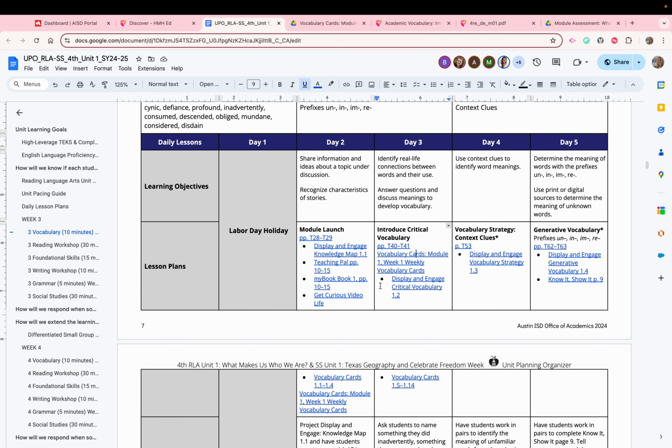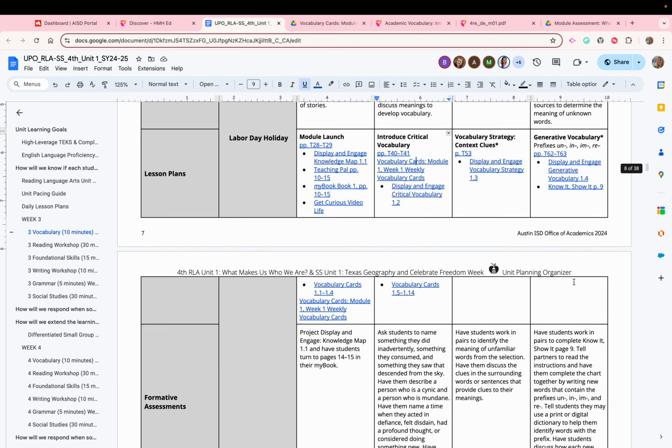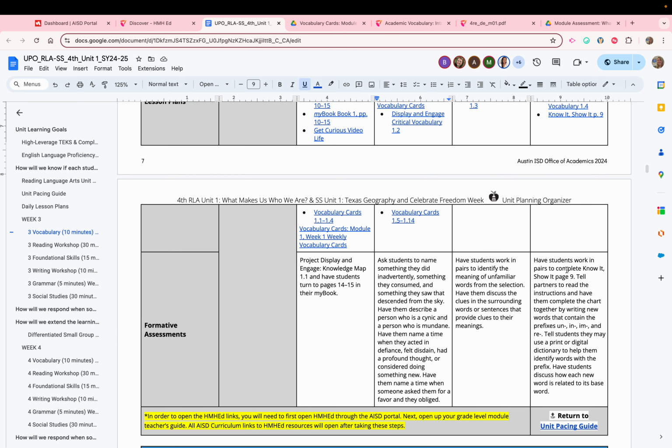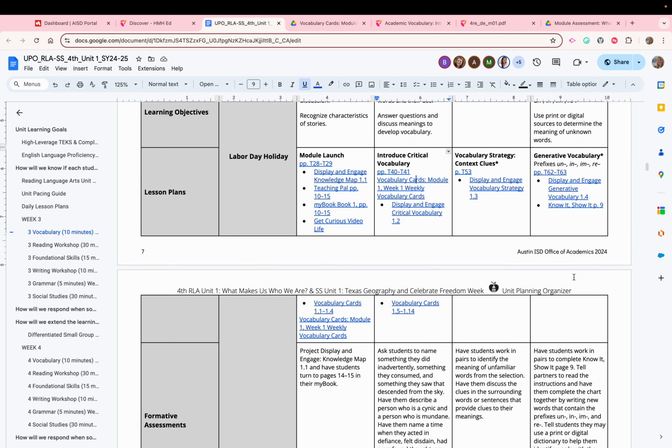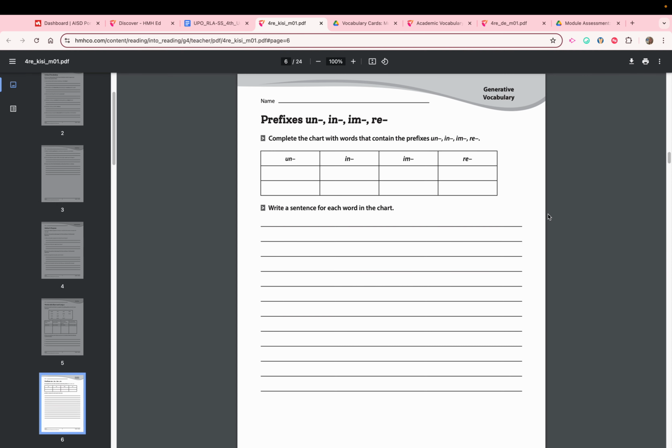Now, sometimes you will find slideshows and other helpful things. Sometimes, like I notice here for generative vocabulary, there's a link to a Know It, Show It page, and then the formative assessment even says have students work in pairs to complete Know It, Show It page 9. So let's click on that and see what that looks like. And I noticed that this Know It, Show It page is very, very simple.